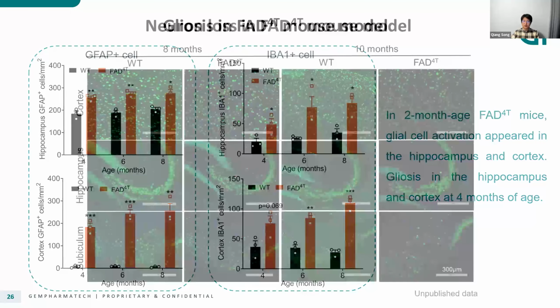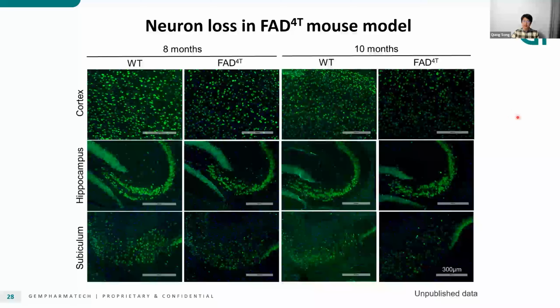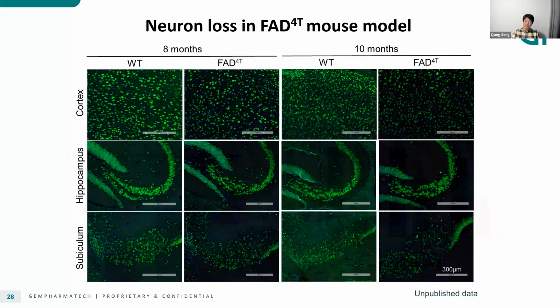And we also validated the neuronal loss in the AD mouse model. The neuronal loss is a common pathological hallmark in Alzheimer's disease, and we used the NeuN antibody to stain the neurons in different ages of wild-type and FAD40 mice brain. And here we observe the loss of neurons in FAD40 mice brain at 10 months old in the cortex and the hippocampus regions. And other brain regions also have shown a similar neuronal loss phenotype in the FAD40 mice.